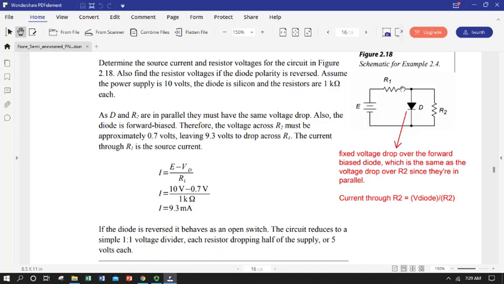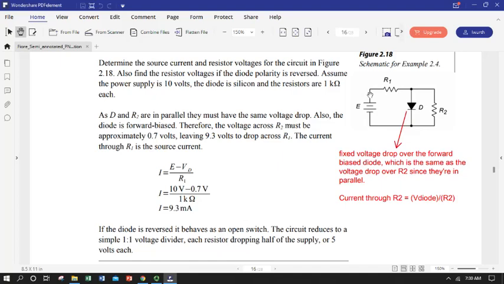I drop I times R1 to get to this node, and then as I go from this upper node back to ground, I drop 0.7. Whether I go through the diode or through the resistor doesn't matter, I drop 0.7. So if E was 10, I drop 0.7 over this portion of the circuit, I know I got to drop 10 minus 0.7 over R1. So that's 9.3. I divide 9.3 by R1 and I get the current flowing through R1, which is also the current coming out of the source.